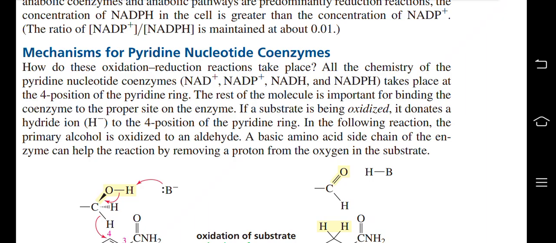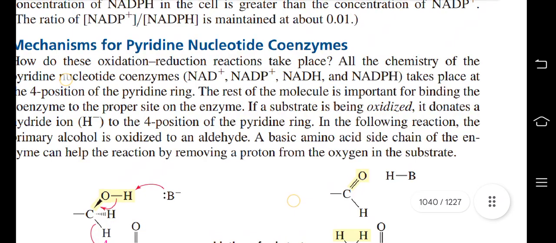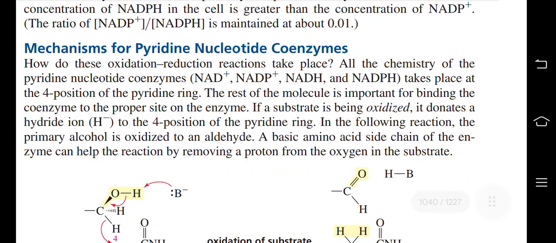In the following reaction, the primary alcohol is oxidized to an aldehyde. A basic amino acid side chain of the enzyme can help the reaction by removing a proton from the oxygen in the substrate.